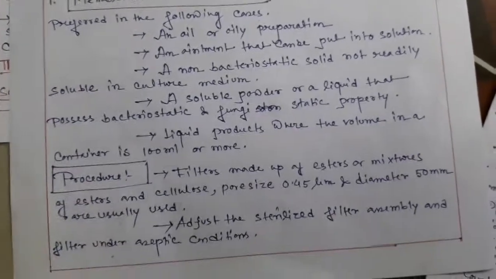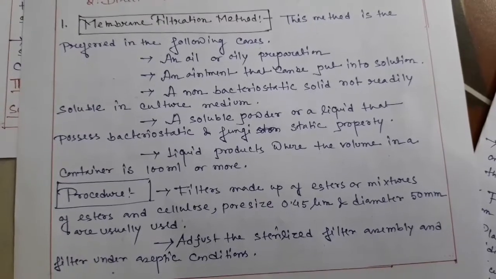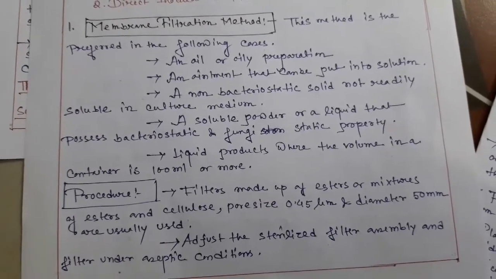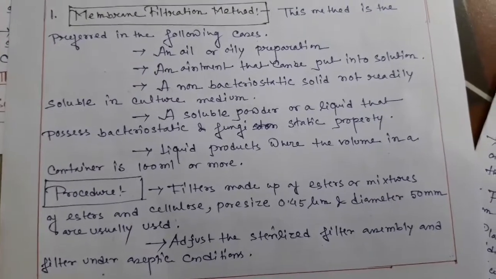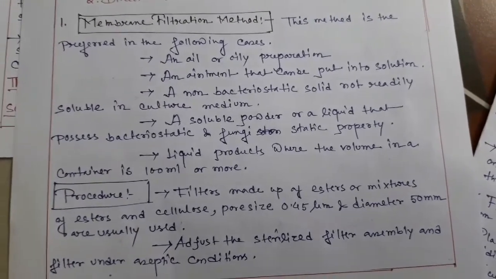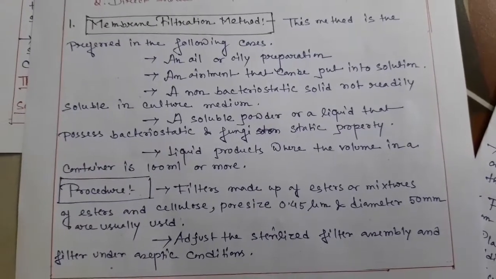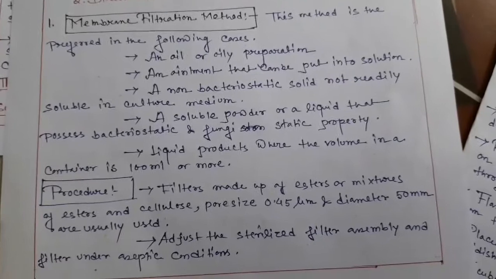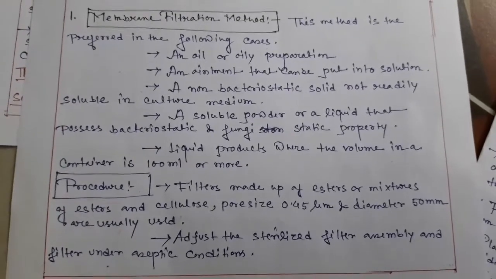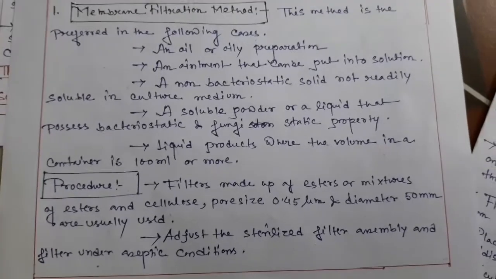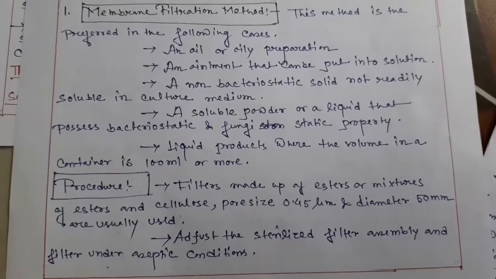Okay, and what is the procedure? Filters made of a mixture of esters and cellulose, with pore size of 0.45 micrometer and diameter of 50 millimeter, are usually used. So the membrane pore size is 0.45 micrometer and the diameter should be 50 millimeter, and it is a mixture of cellulose and ester. Adjust the sterilized filter assembly and the filter under aseptic condition.